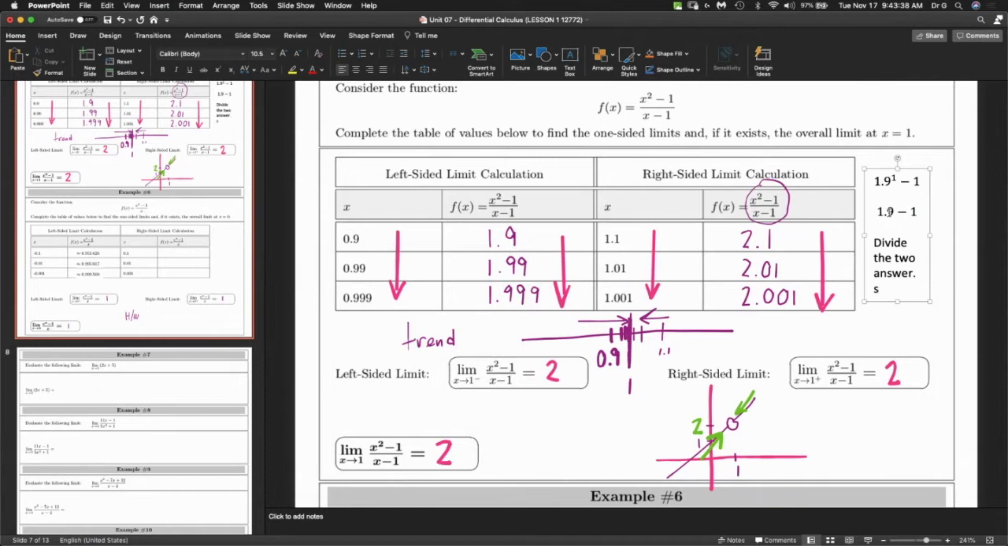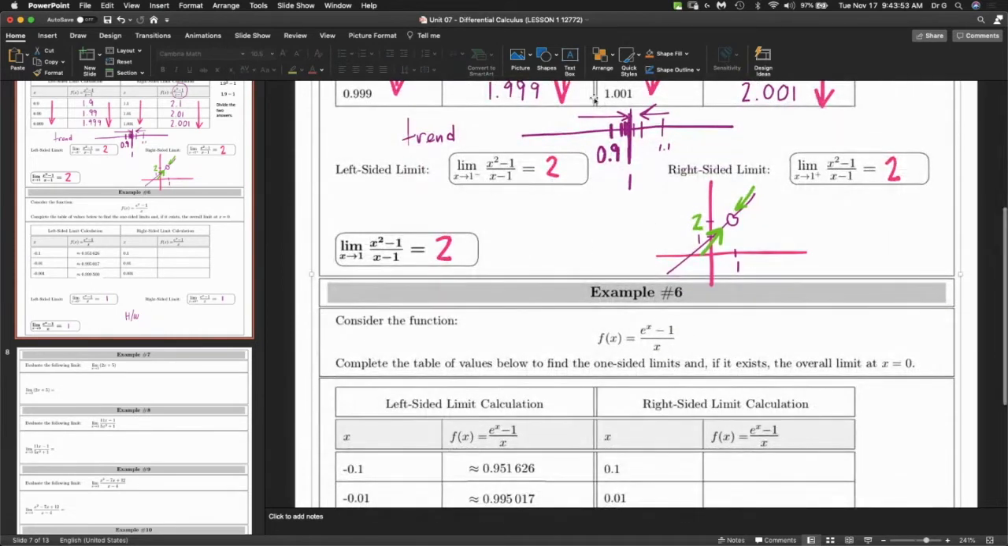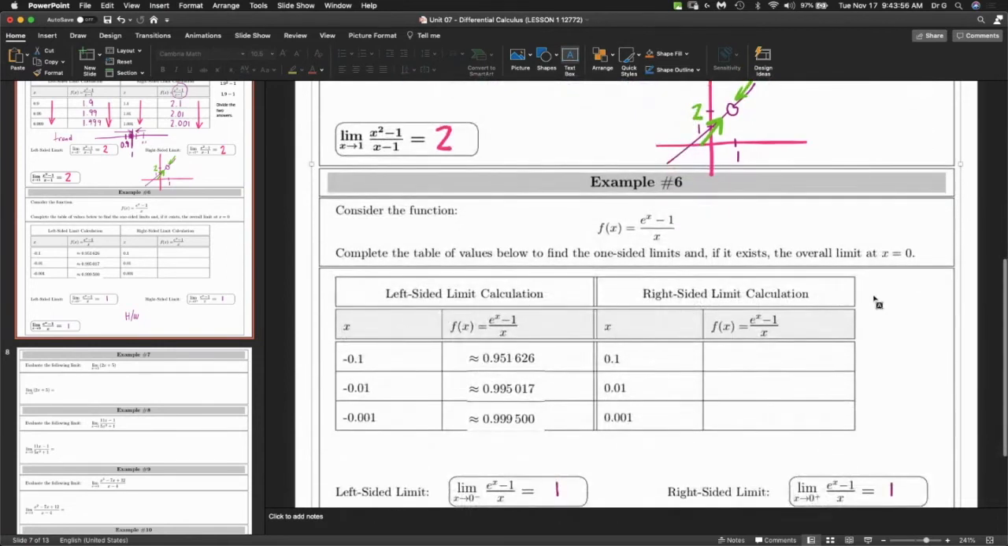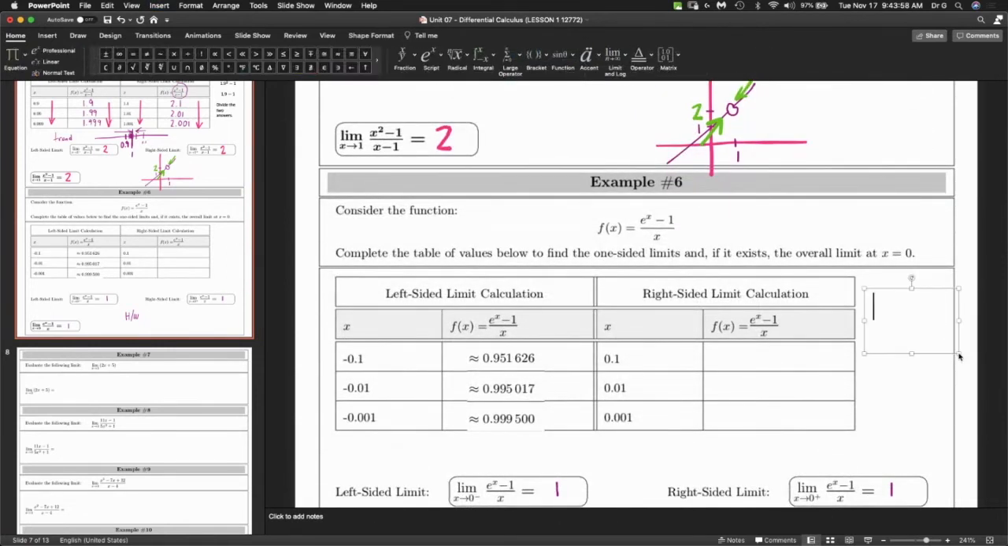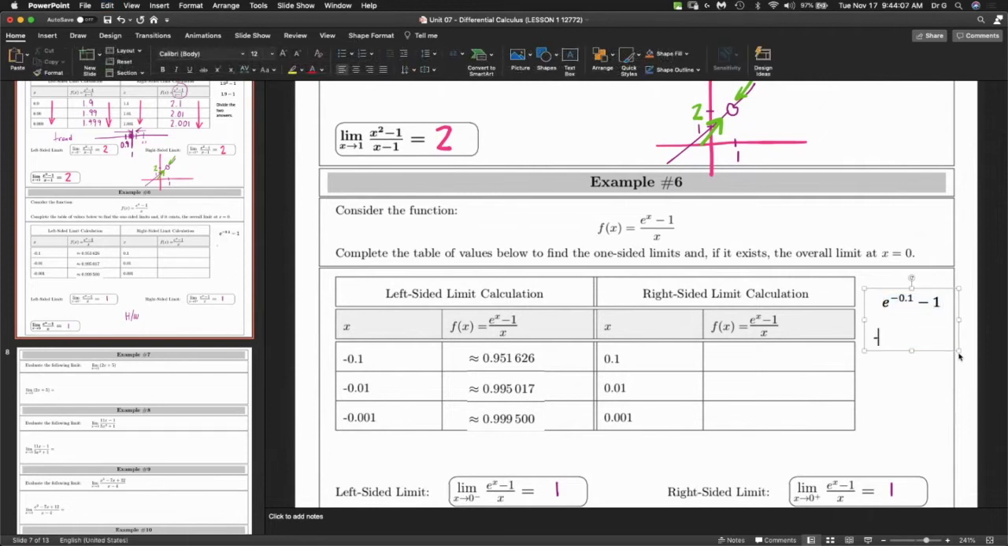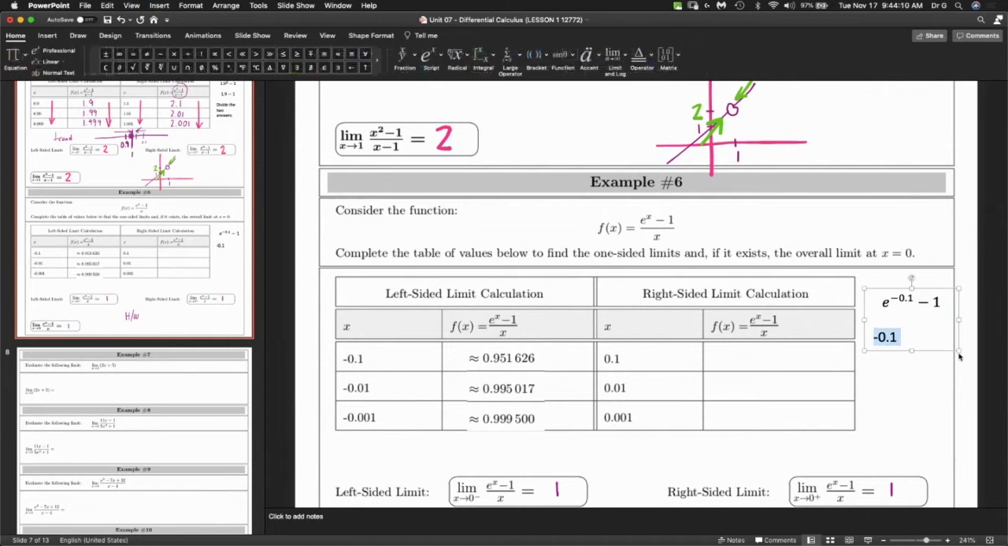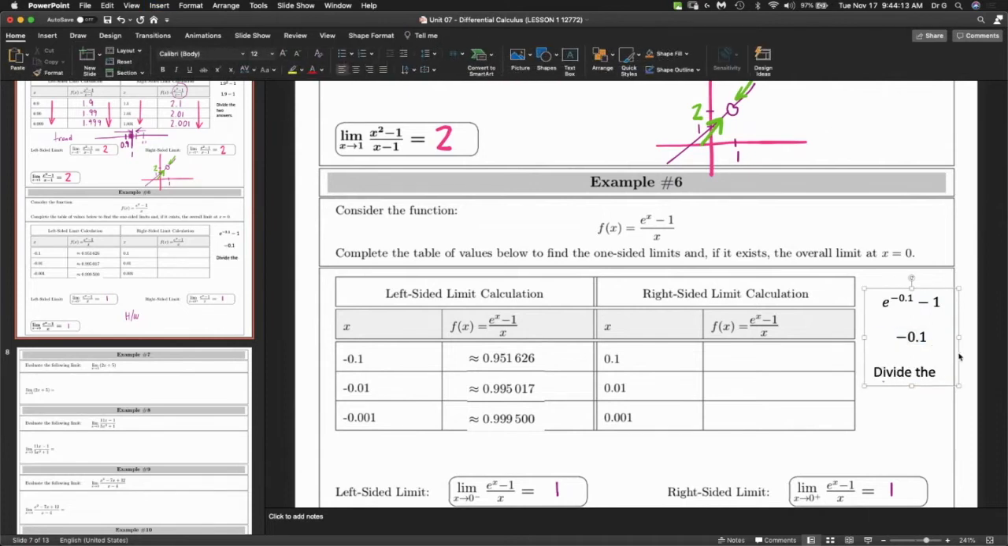That's all I'm asking you to do. That's all I'm asking you to do here. And for this one here, the same thing. For this first calculation, e to the negative 0.1 minus 1. And then the denominator is negative 0.1. And divide the two answers. This is not an issue of calculus. This is just calculator work.